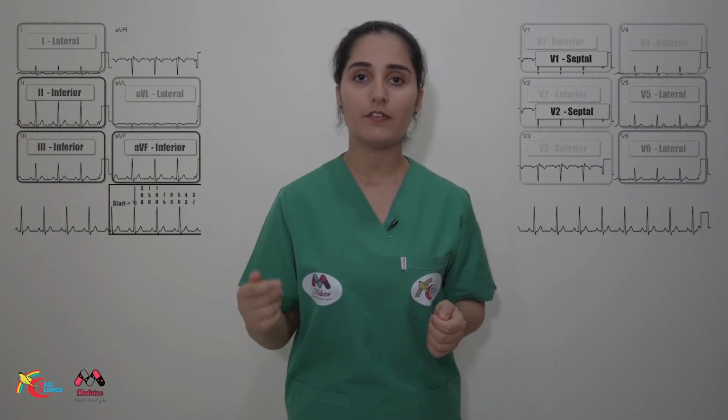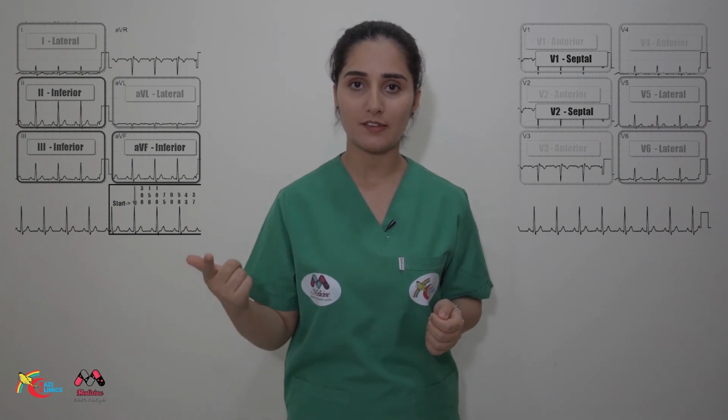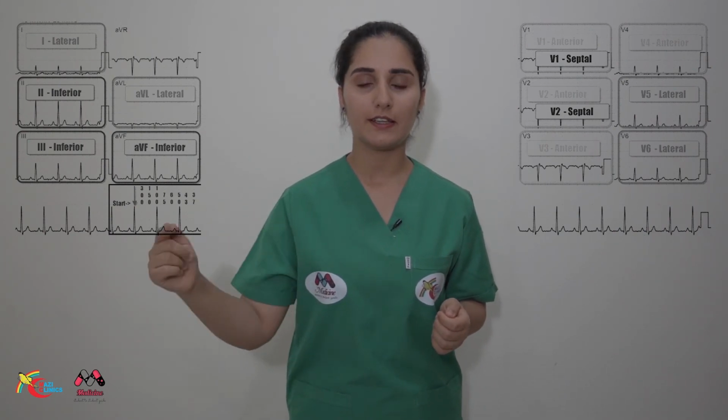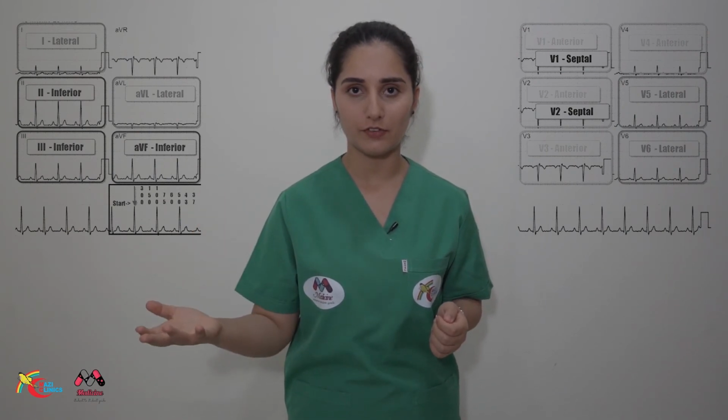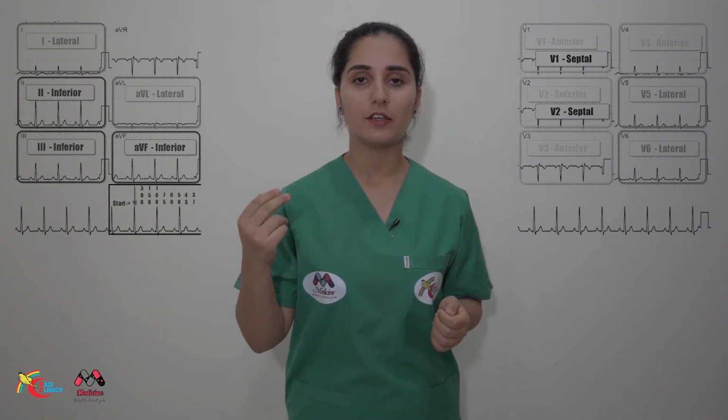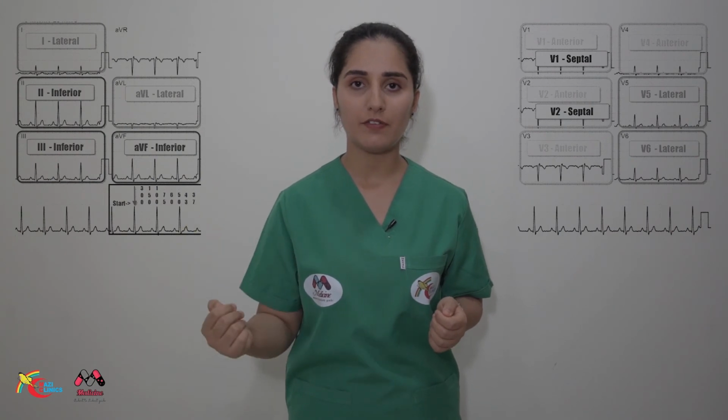Now, the ST segment elevation can be divided according to the lead where you will see the ST elevation. If it is V1, V2, that is septal. If it is V3, V4, that is anterior. If it is in lead 1, AVL, V5, V6, this is a lateral infarction. If it is in lead 2, lead 3, or AVF, this is an inferior infarction.